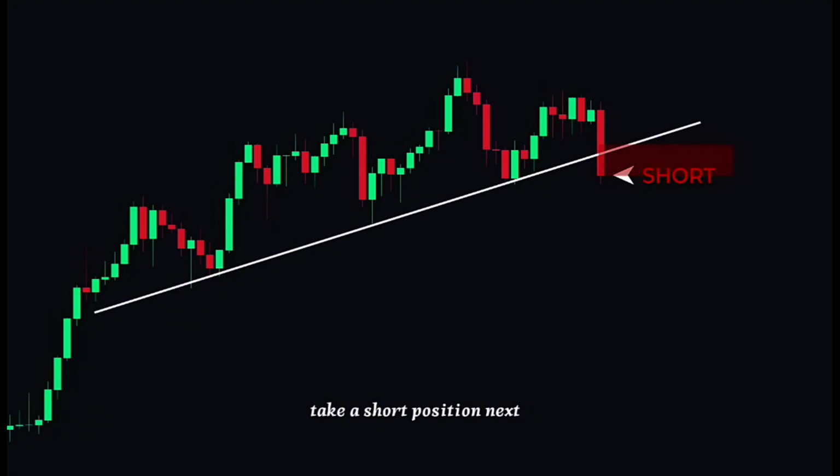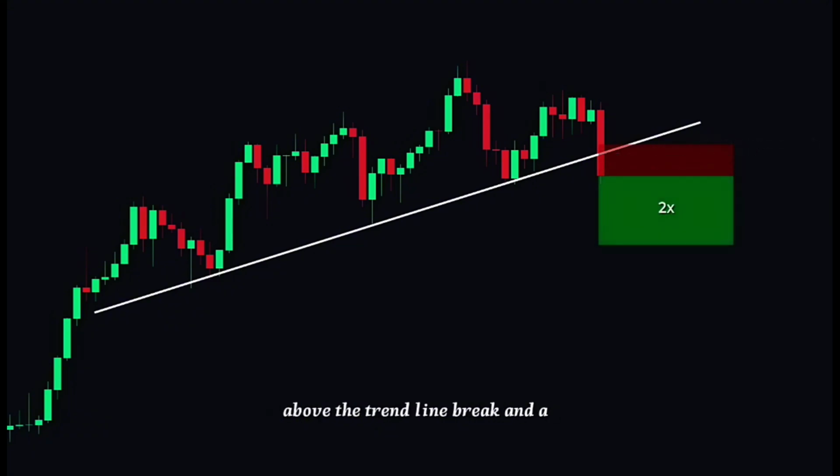Next, a stop loss could be placed slightly above the trend line break, and take profit at 2 times the stop loss size. And as you can see, price went down and hits our take profit.